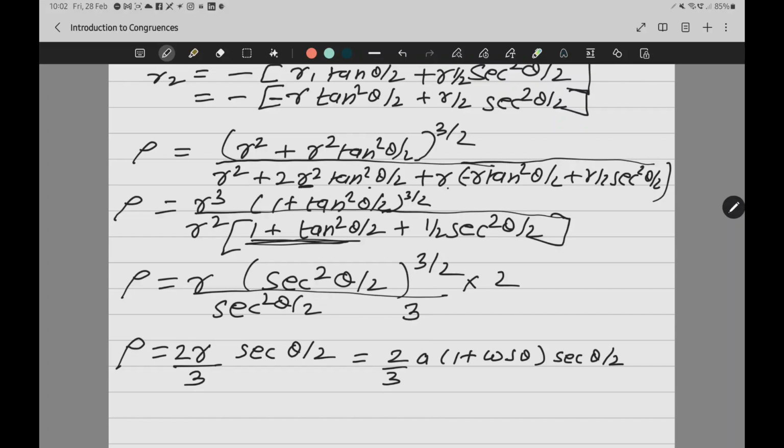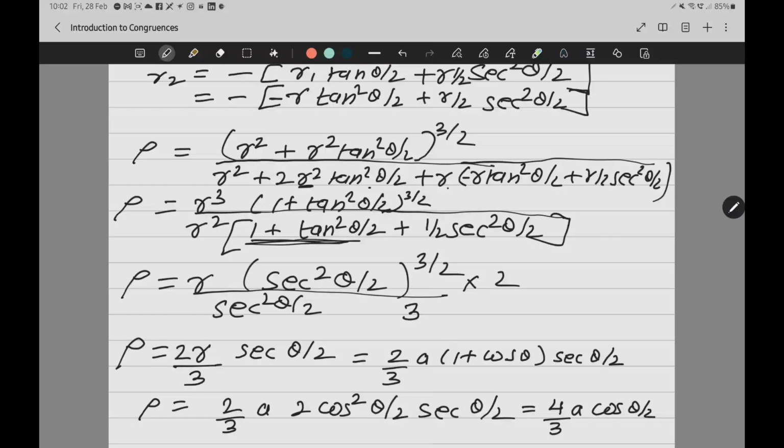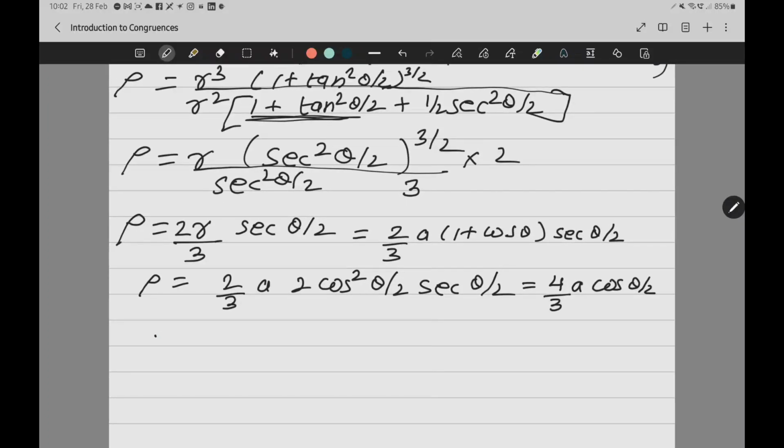1 plus cos theta is what? So rho is equal to 2 by 3 A 2 cos square theta by 2 and secant theta by 2, and cos is 1 by secant only. Correct? So I am left with 4 by 3 A cos theta by 2. So let me say it is rho 1. So rho 1 is equal to 4 by 3 A cos theta by 2. So what is the rho 1 square value? It is 16 by 9 A square cos square theta by 2.